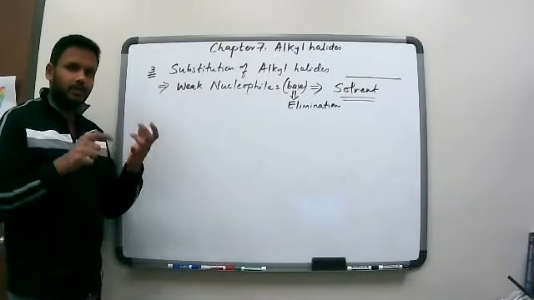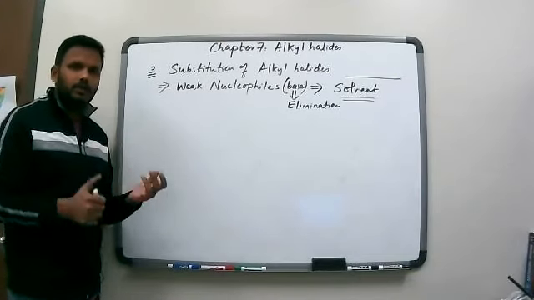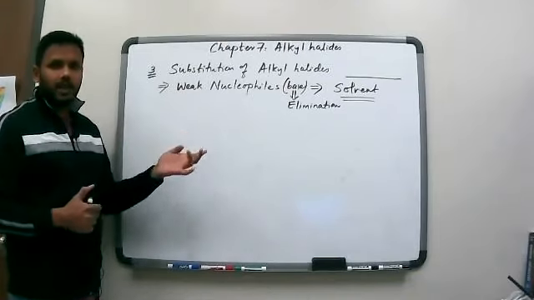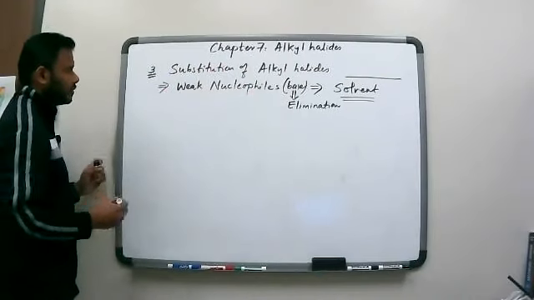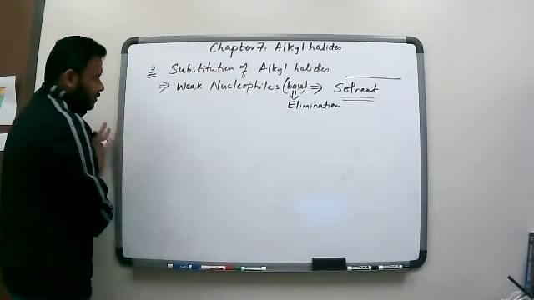In SN2, we had a strong nucleophile. For E2, you needed a strong base. This is a reaction of weak nucleophiles and weak bases when it comes to the elimination part of it. Okay, so an example of this reaction.